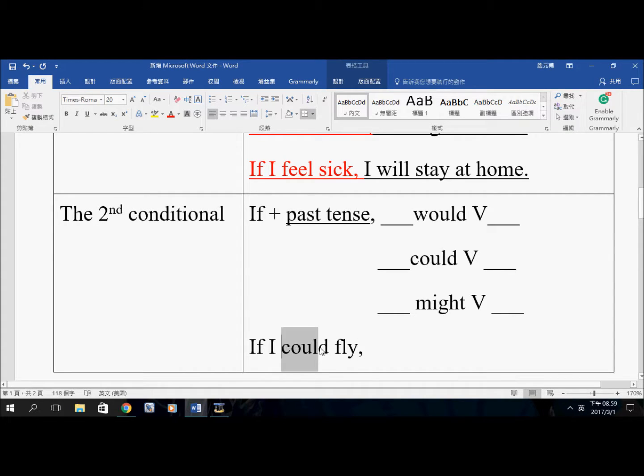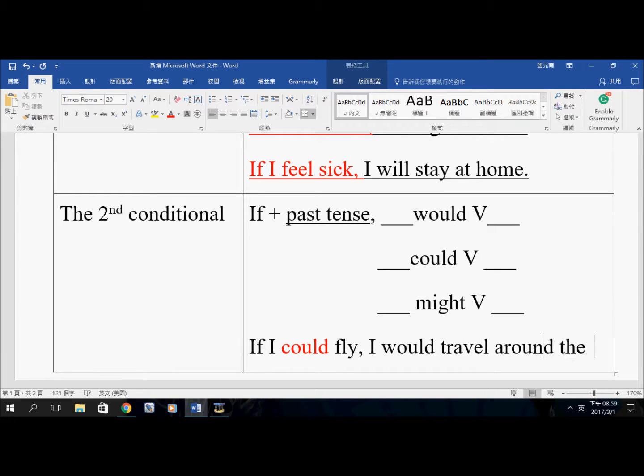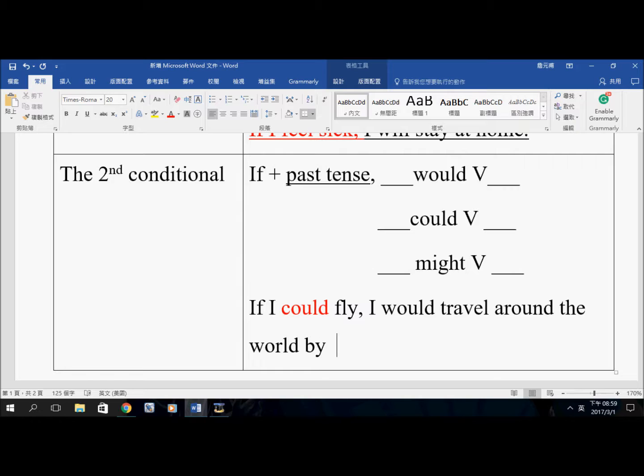Now this word over here is being used as the past tense of can. The past tense of can is could, so it's past tense. If I could fly, I would travel around the world by myself or without taking airplanes. Alright, so you can see that if I could fly, this part of the sentence is written in the past tense. Could is the past tense of can. I would, with the base verb, I would travel around the world by myself.